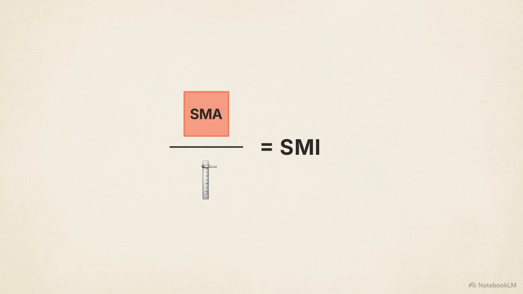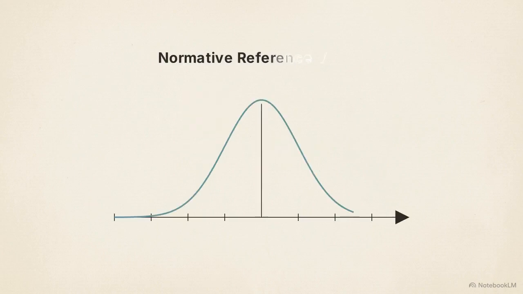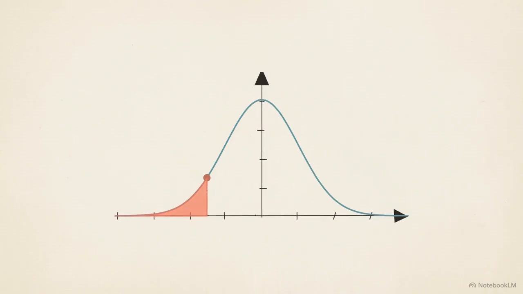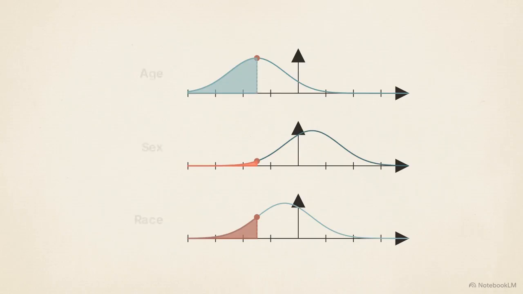We must apply allometric scaling. Allometric scaling is the mathematical adjustment of anatomical measurements relative to a patient's body size, such as dividing skeletal muscle area by height. These scaled metrics must then be plotted against rigid, population-level normative reference values to determine true clinical deviation. Crucially, these reference values must be strictly segregated by age, sex, and race to avoid misclassifications of disease risk.